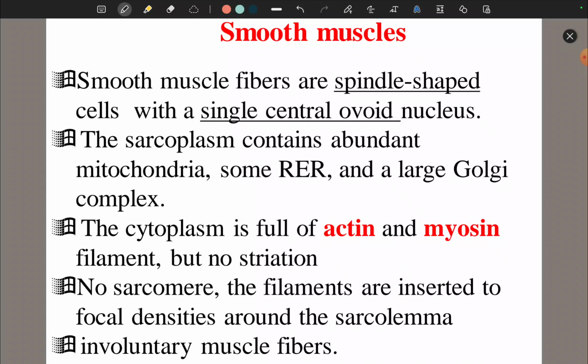The cytoplasm is full of actin and myosin. However, there are no sarcomeres in the smooth muscle fibers, but that doesn't mean that there are no actin and myosin. How would they contract if there were no actin and myosin? The actin and myosin are dispersed within the sarcoplasm and they are anchored or attached to the sarcolemma in places called focal densities.